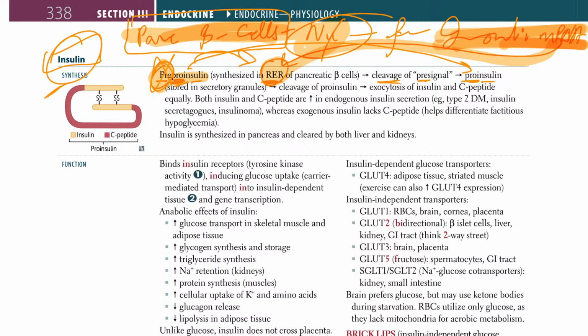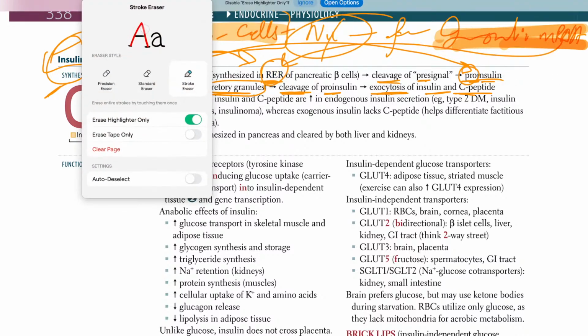Once the proinsulin is formed, this proinsulin will go into the Golgi apparatus and be stored. Let's read it here first. Proinsulin is stored in the secretory granules. Then there's a cleavage of proinsulin leading to exocytosis of insulin and C-peptide. Since they haven't mentioned more, let's just talk about each one of those things.